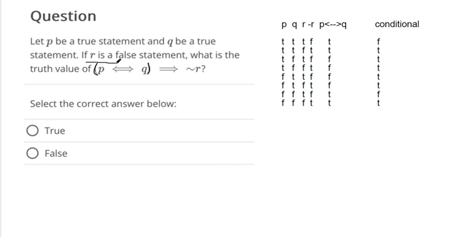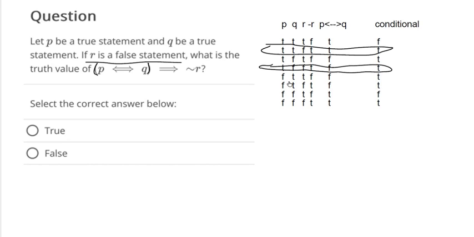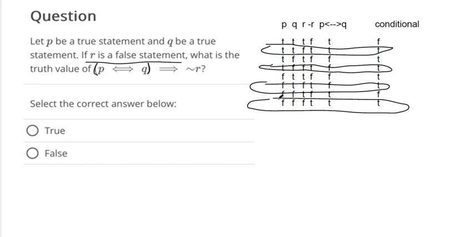They told us R is a false statement. So where is R false? R is true, R is false, so in this second row. R is true, R is false, so this fourth row. R is true, R is false, so this sixth row. R is true, R is false, so this eighth row. So look at all those. The conditional, this giant conditional thing, is always true when R is false.